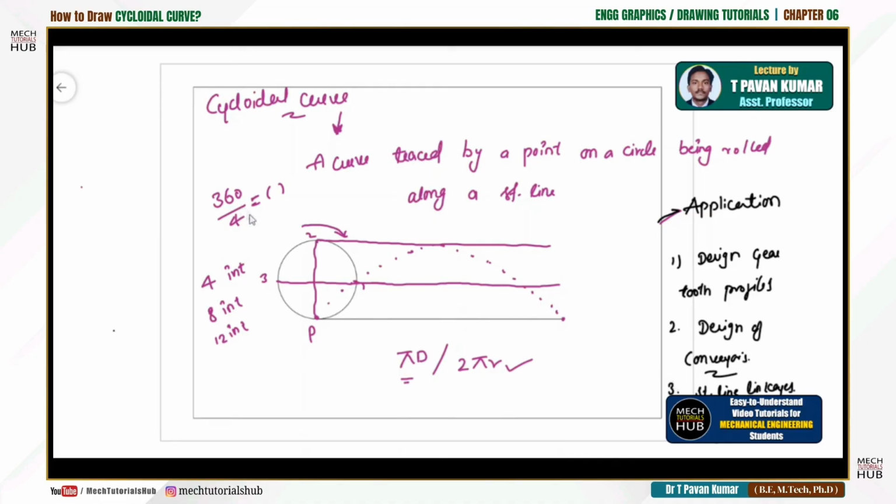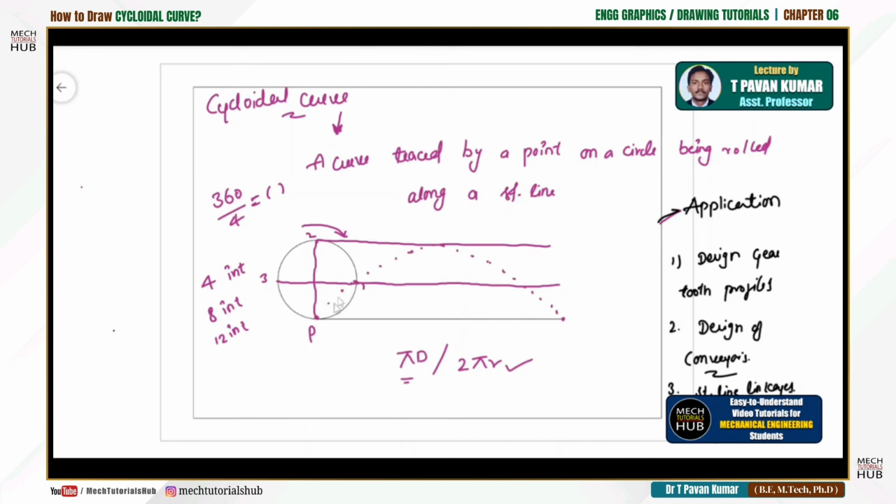The basic explanation I would like to mention here is this circle, whatever the diameter or the radius given in the question, has to be divided into a number of segments. It all depends on your convenience, maybe 8 parts or 12 parts. The more you divide, the smoother the curve you are going to get.